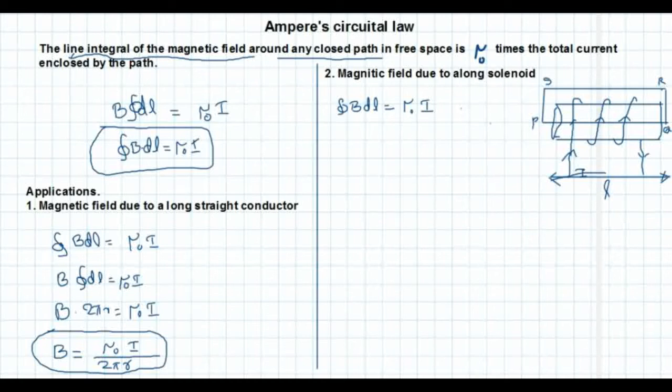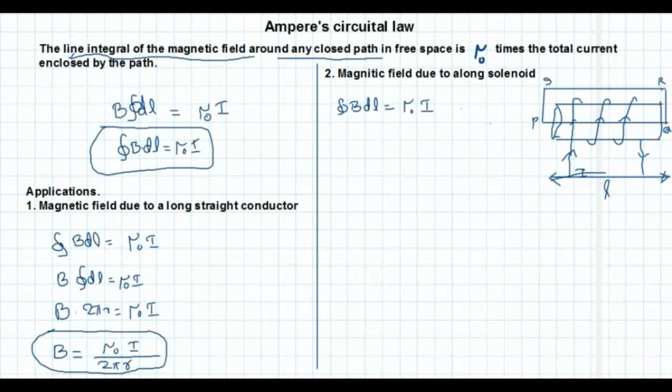I. Then what is the meaning of this closed integral B dl? If L is the length, we may make it into small pieces of dl length of equal length. Closed path means if we start from P, then P to Q, Q to R, R to S, then S to P. That is a closed path. So here we have four sides: side PQ, side QR, side RS, and side SP.